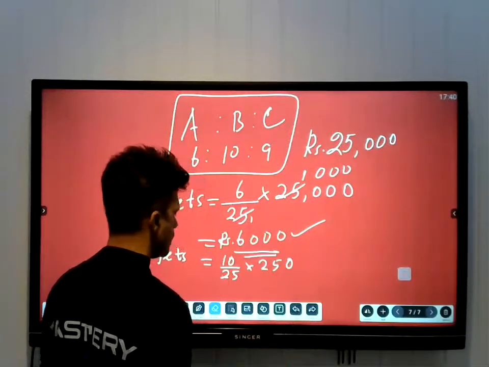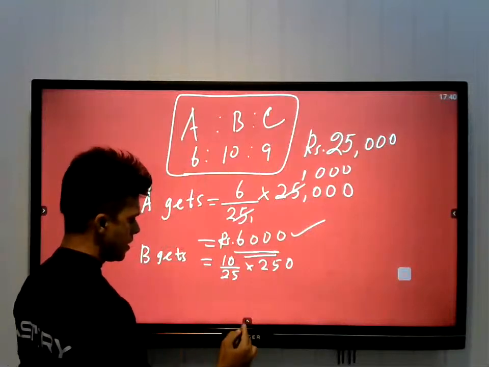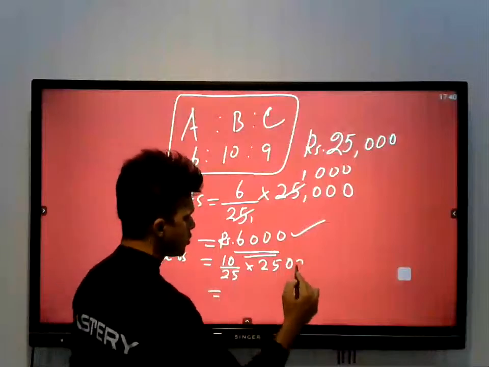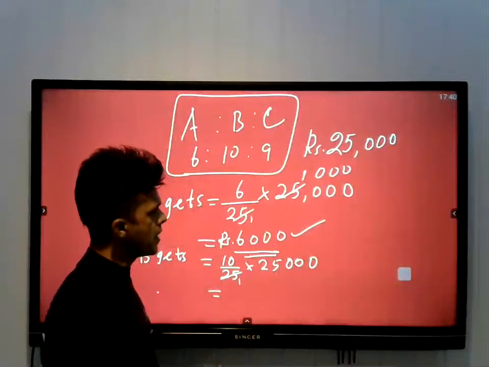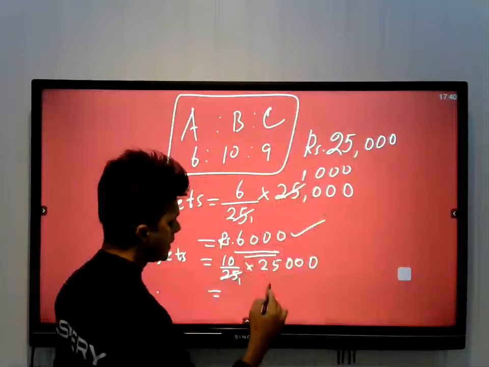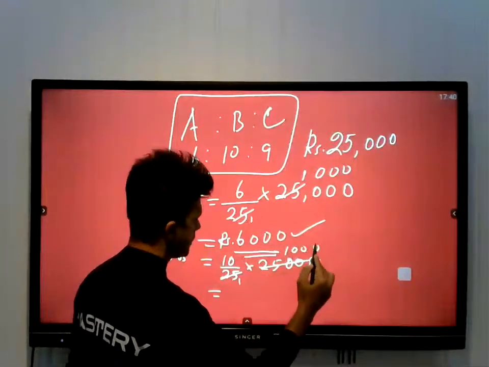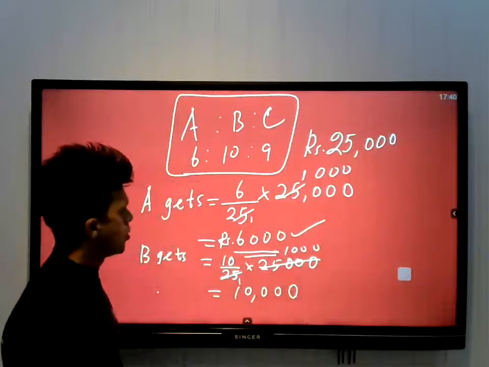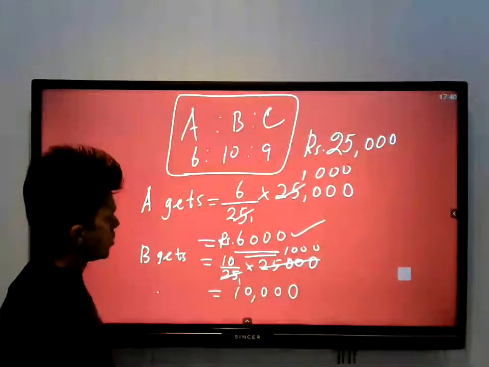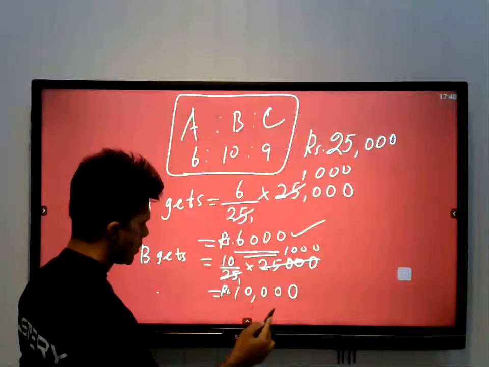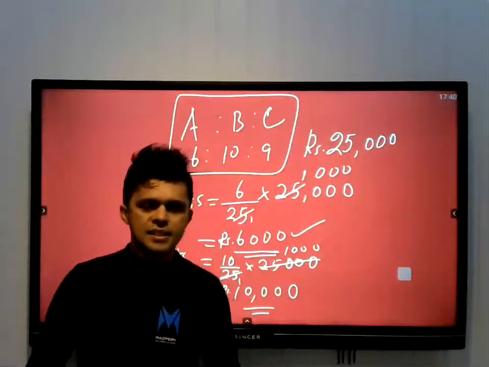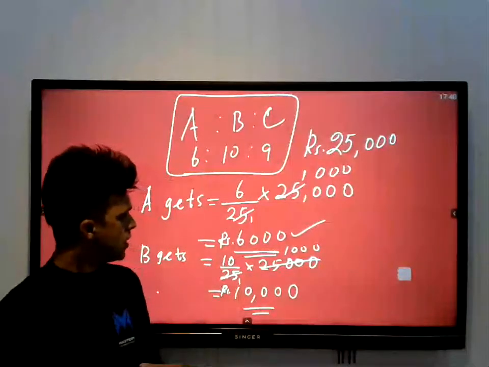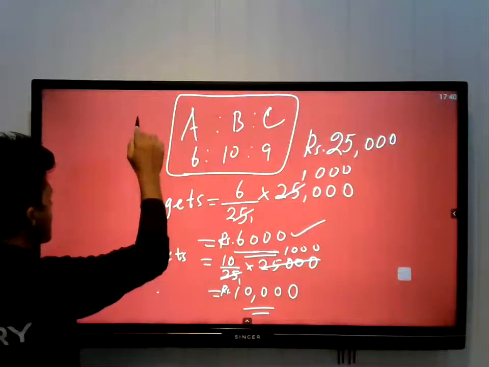Sorry. So let's simplify this one. 25,000 rupees, one time, and here also we have taken this 1,000. So 10 into 1,000 is 10,000 rupees. So we have taken 10,000 rupees as his profit. Yes, you are able to get the profit.